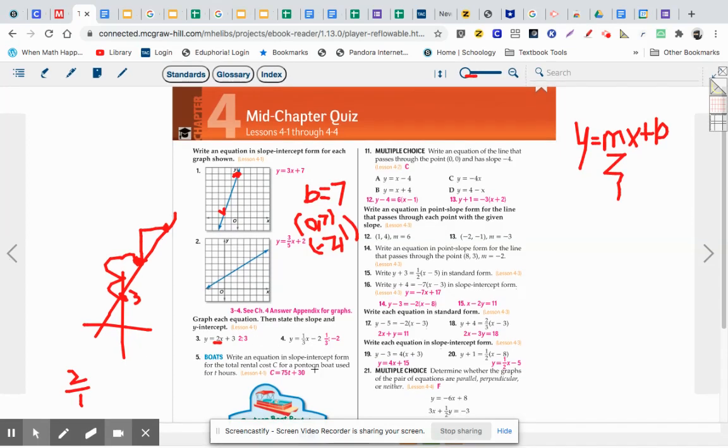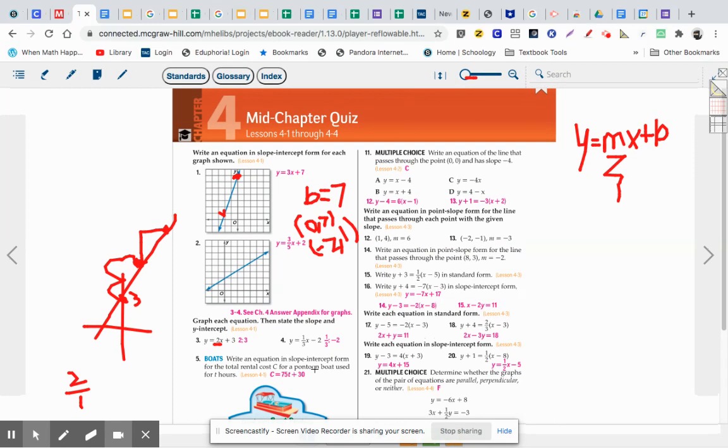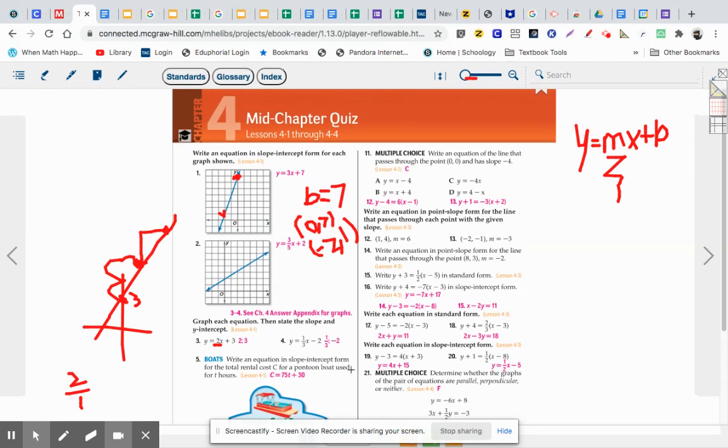Here is a problem situation, which is perfect for us because it says write an equation in slope-intercept form. That's this form again. I'm looking at this poster, and let me grab this poster really quick so you can see it.